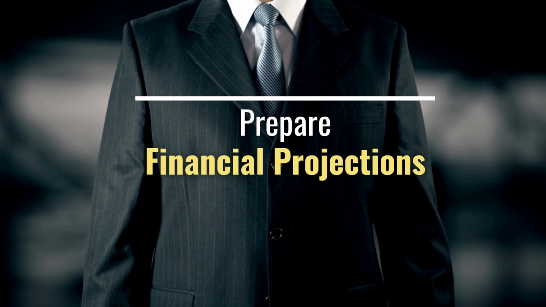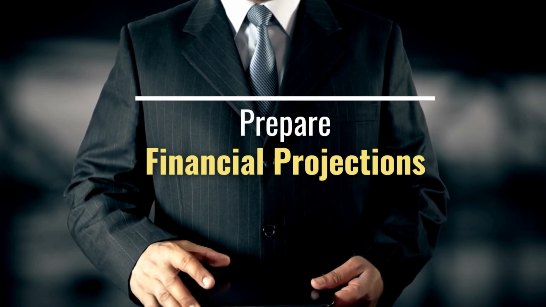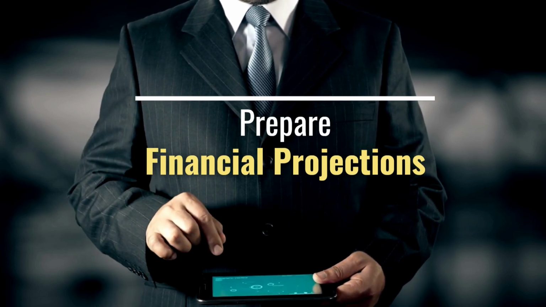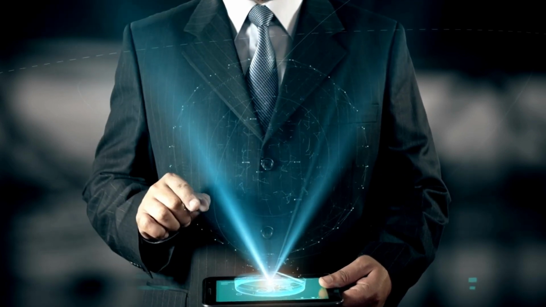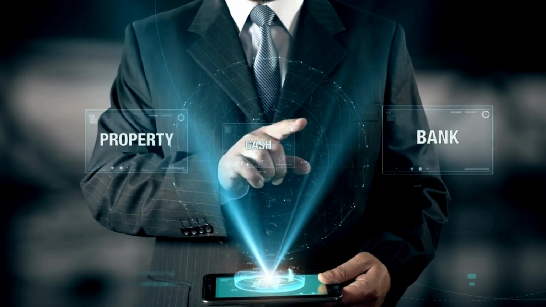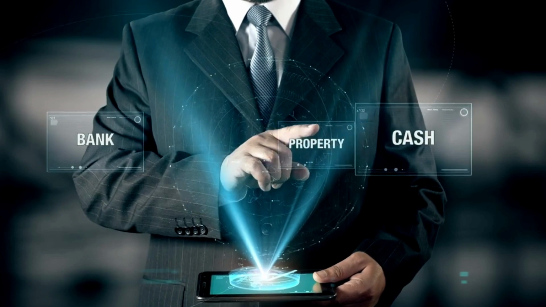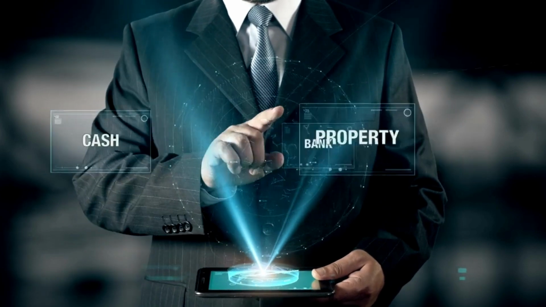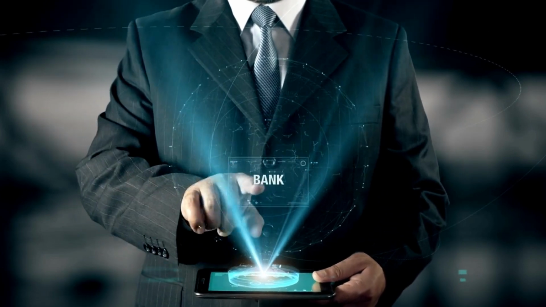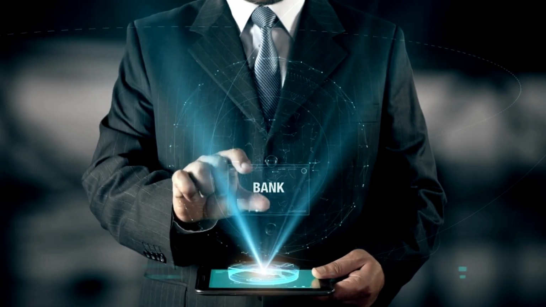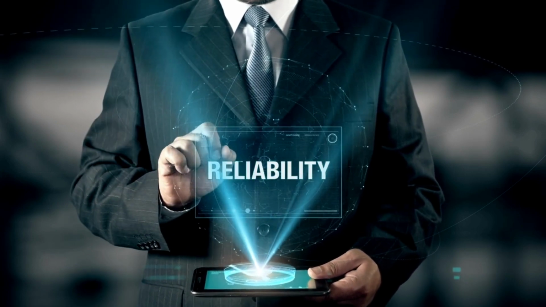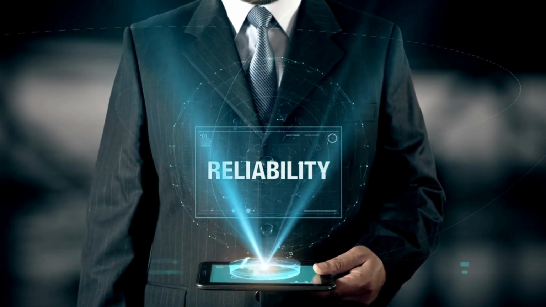Number 7. Prepare financial projections. Estimate your startup costs, revenue forecasts, and expenses. Create a detailed financial plan that includes a profit and loss statement, cash flow projections, and a balance sheet. This section demonstrates the financial viability and potential profitability of your business.